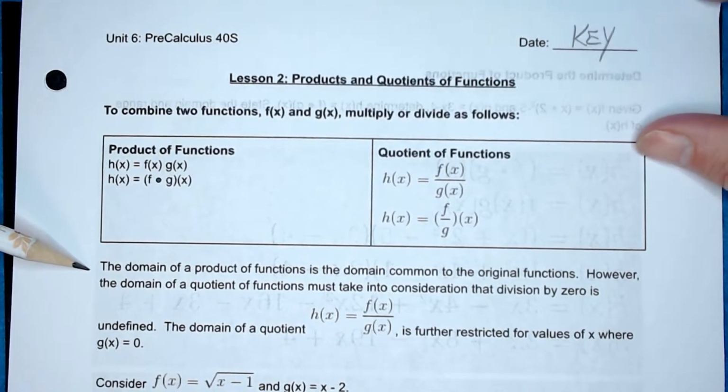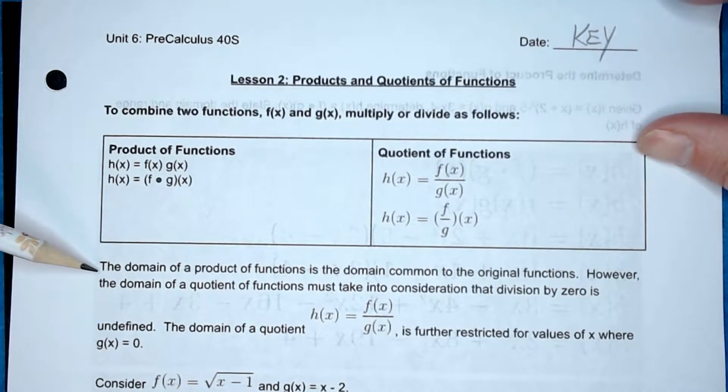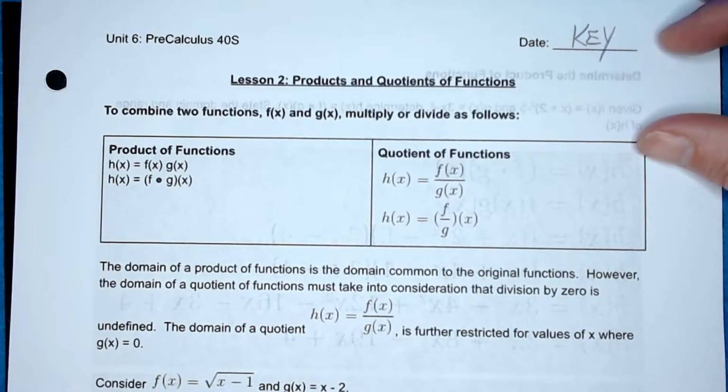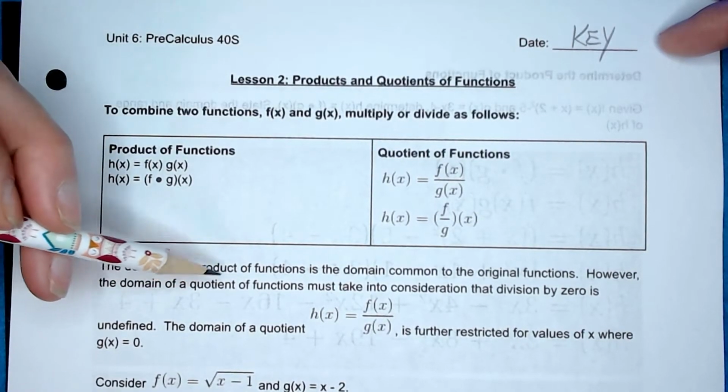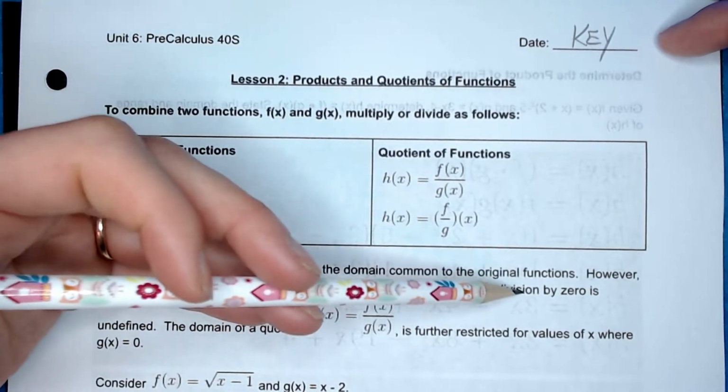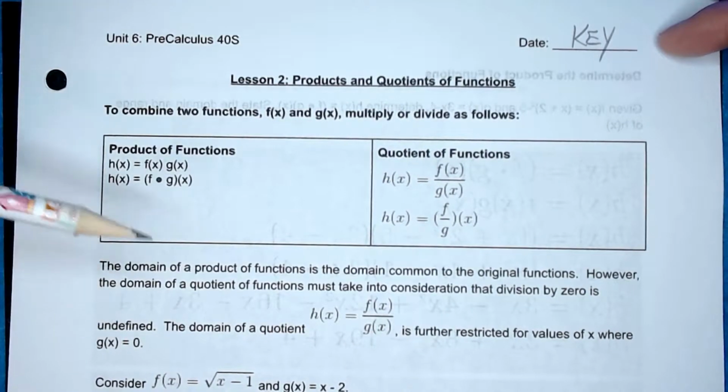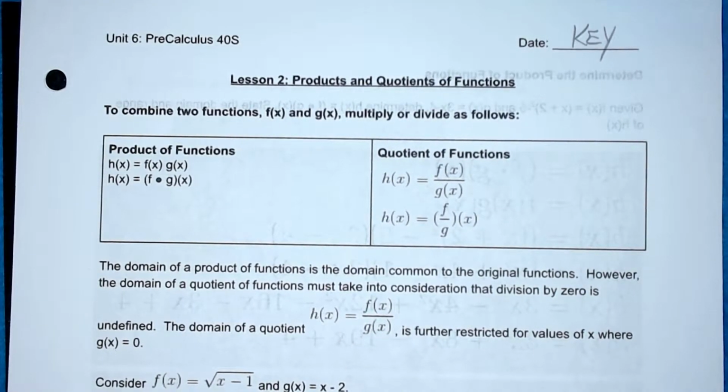It says the domain of a product of functions is the domain common to the original functions. So you want to just see what values they share, just like in the adding and subtracting examples from yesterday. However, the domain of a quotient function must take into consideration that division by zero is undefined. So this is where you get that situation where you might get asymptotes in your graph and in your function, and you just need to be conscious of all those skills that you learned in the previous unit.